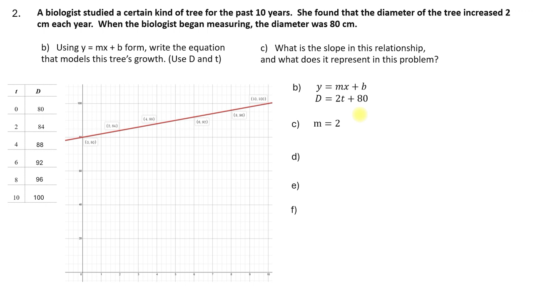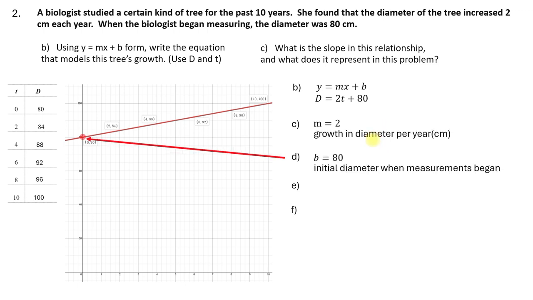D, what is the y-intercept in this relationship and what does it represent in this problem? Well, the y-intercept is 80 right here. And again, as we said before, it represents the initial value or the initial diameter when the biologist started taking measurements at year 0.